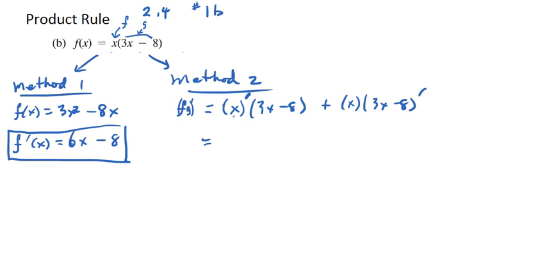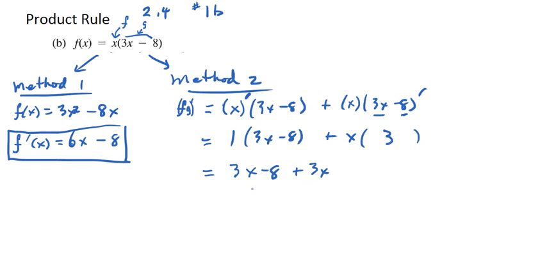Okay, the derivative of x is what? 1 times 3x minus 8. So x times, now what's the derivative of 3x minus 8? What is it? 3. It's just 3, yeah. This would be 3 plus or minus 0, right? So this is 3x minus 8 plus 3x. That's 6x minus 8.